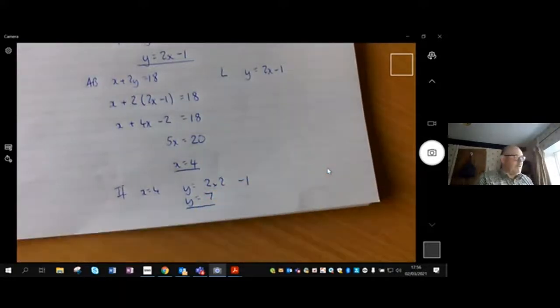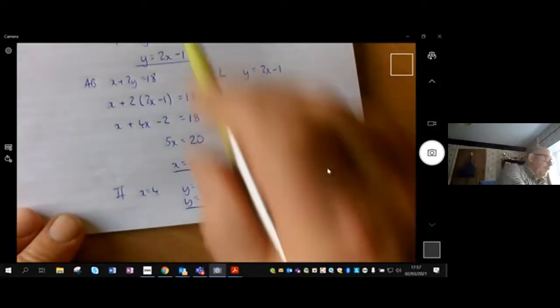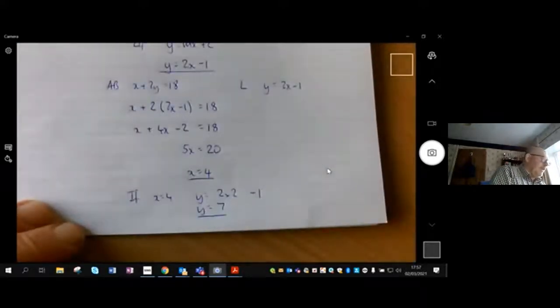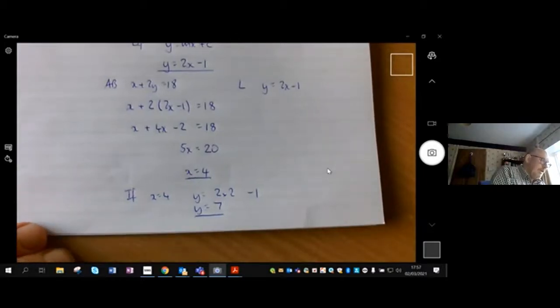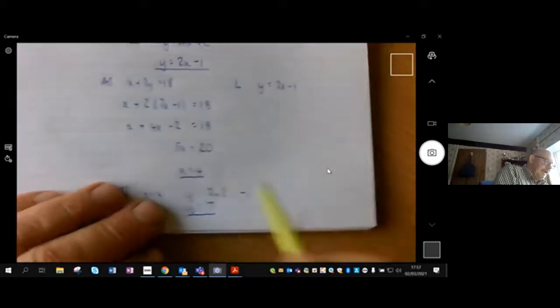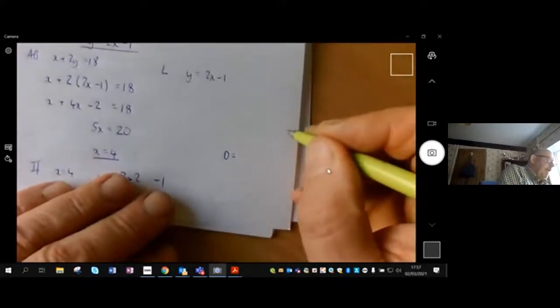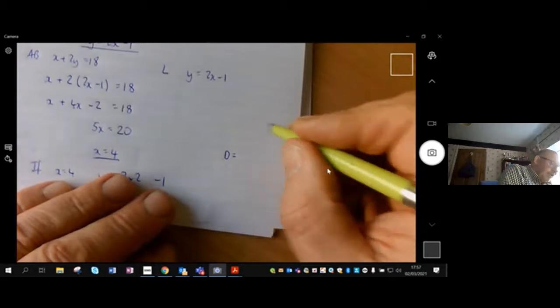For a show that question, you have to do enough working to show where you got the answer from. So it's no good saying x equals 4 and then saying hence y equals 7, not for a question that says show that. Find the length of AD. Okay, now we've got to be careful now, don't we? AD. This is the point D. So D equals (4, 7).